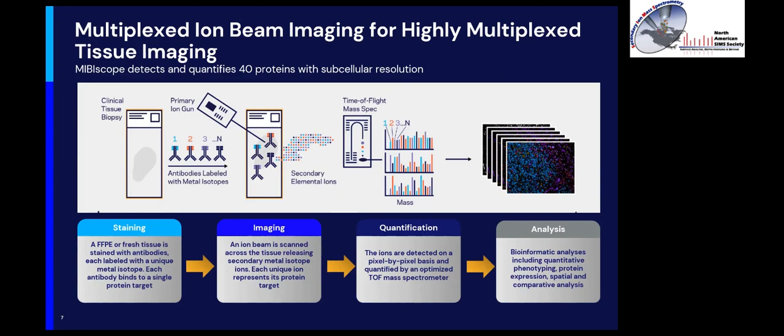So the workflow here is we start by staining, and again, we use FFPE or fresh tissue. It's stained with the antibodies, each of which has a unique metal isotope attached to it. Each antibody will bind to a single protein target, and then we wash away the extra and put it into the MIBI scope for imaging. This is a ToF-SIMS system, and this is the North America SIMS Society, so I probably don't have to explain in detail what SIMS is, but we've got an ion beam that scans across the tissue surface. It sputters away the material that is there.